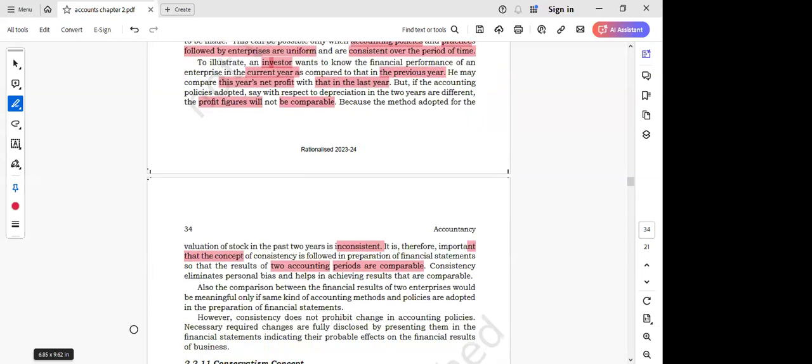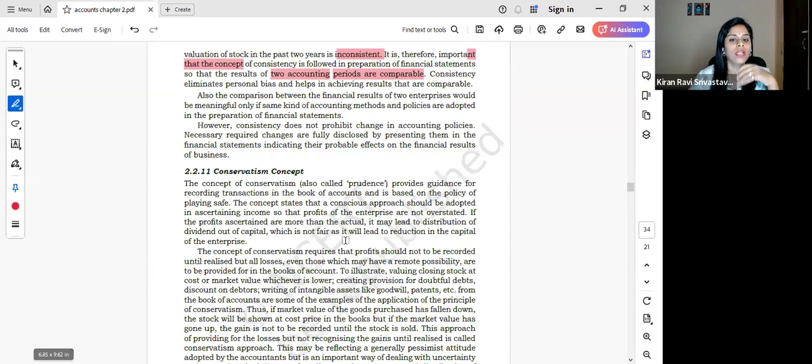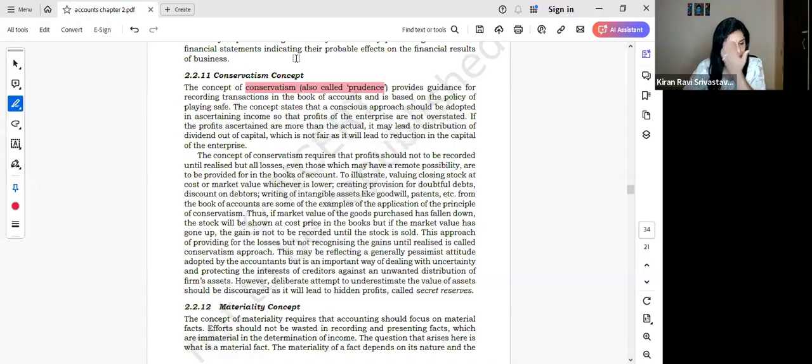Then we have the conservatism concept. The concept of conservatism is also called prudence, which means that it provides guidance. What is conservative? Conservative means traditional approach, or one who does not want to take risk. The meaning of conservatism is being a little secure. So even accounting follows this principle of conservatism.